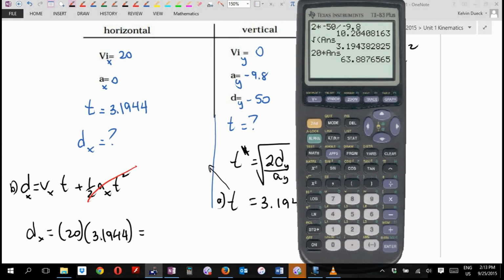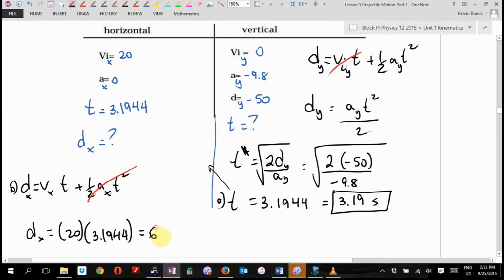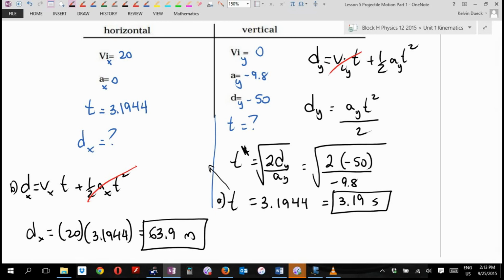Is this a final answer? Then I'll go to 3 sig figs: 63.9. Units, meters. Hey, that's an answer. I'll put it in a box. Mr. Dueck, you have part B followed by part A. As long as you label things clearly, I'll find it. I find it easier to do my verticals in the vertical column, my horizontals in the horizontal column.